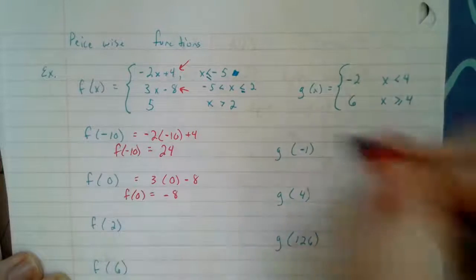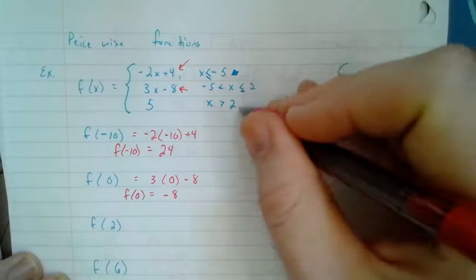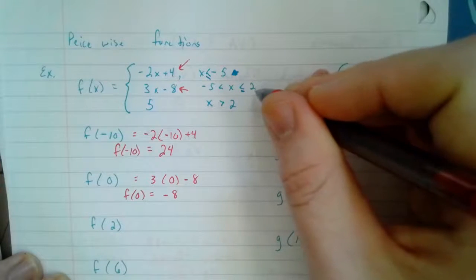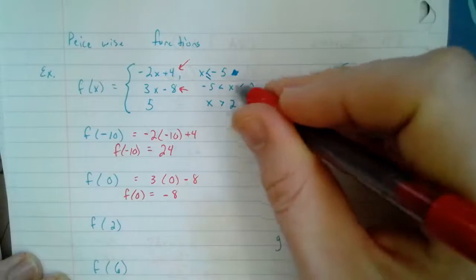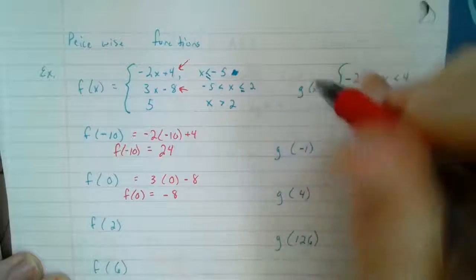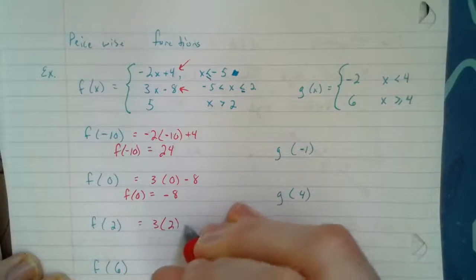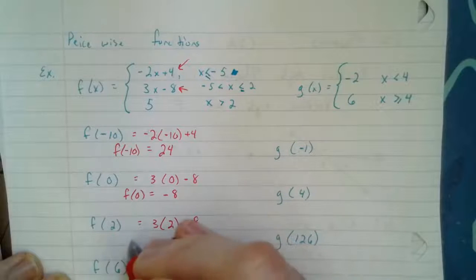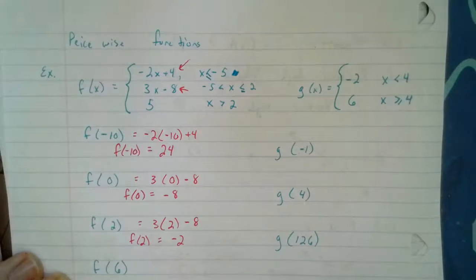Now 2. 2 is at my boundary, right? So here we can see that the function switches at 2, but only one of them includes 2. So I'm still going to use this middle part of the function because this one says less than or equal to 2. So 2 would fall in this range. So this is going to be 3 times 2 minus 8, which is negative 2. So f of 2 is equal to negative 2.